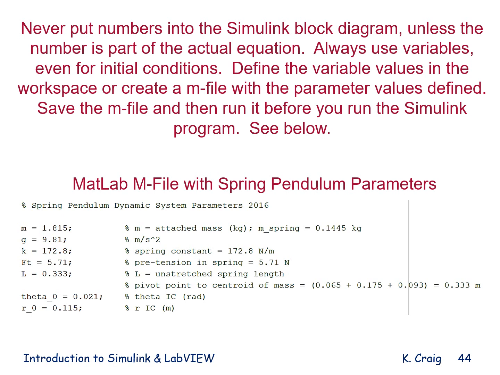So here is an M file, which is just a file that shows the values, in this case of our parameters. You see the value of M, G, K, pretension, unstretched length of the spring, initial condition on theta, initial condition on R. And in an M file, if we have a percent sign, everything after the percent sign is a comment and is not read. It's just for ease of understanding what's in the M file.